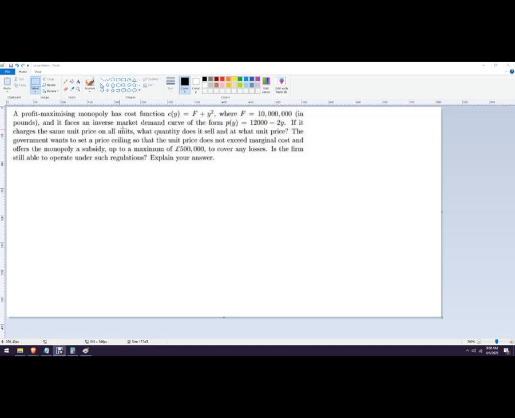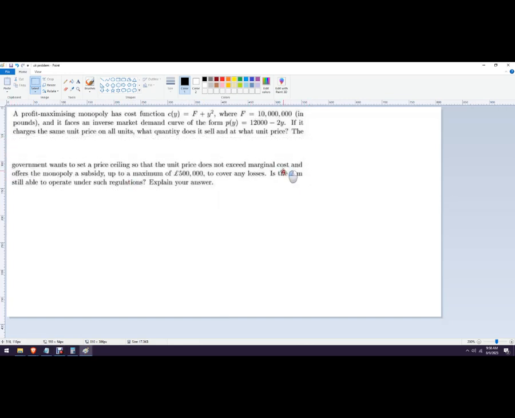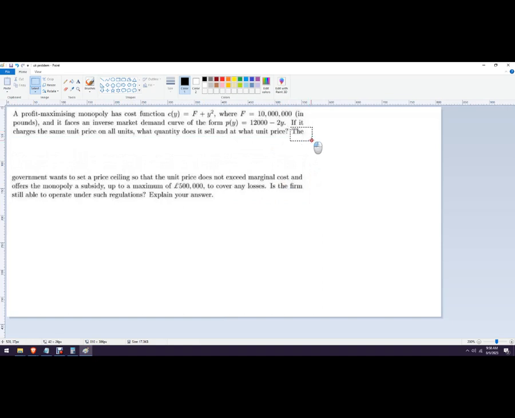And it faces an inverse market demand curve of what is the price for how many units. It's 12,000 pounds minus 2y, which is really like 2q. If it charges the same price on all units, what quantity does it sell and at what price? And then there's a second question about the government making a price ceiling that doesn't exceed marginal cost. I don't know why the government would do such a thing, but perhaps it's an important product or something like that.